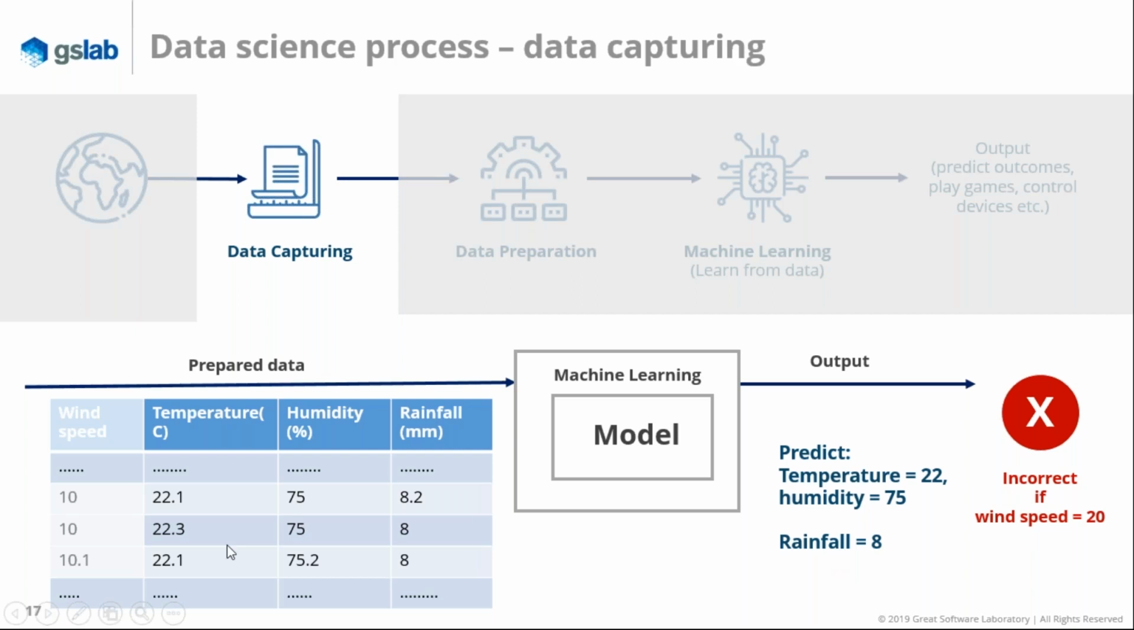If you see on the left hand side the days on which the data was collected, wind speed was 10, but this was never captured. So this pattern is valid only when wind speed is 10. So if while predicting on the right hand side, if the wind speed on that particular day is 20, your output will be totally incorrect. So what this means is that no matter which models you use, your predictions or insights will not be correct if you have not captured the relevant variables or relevant data.